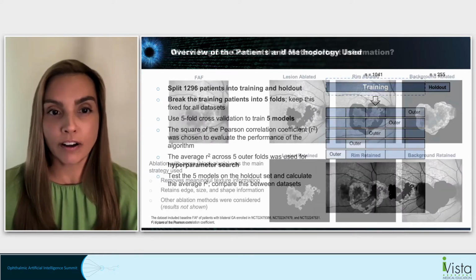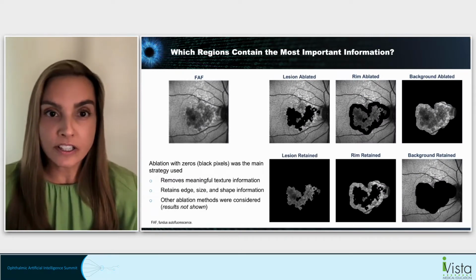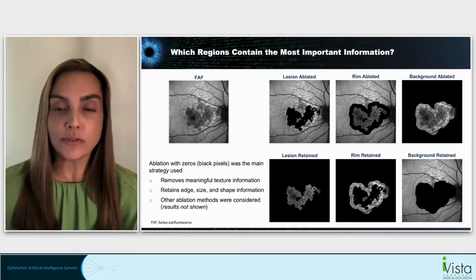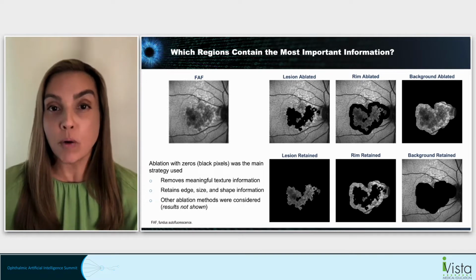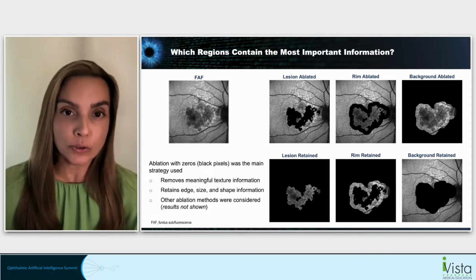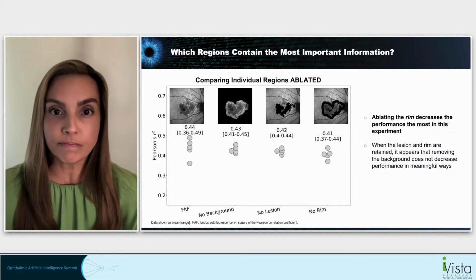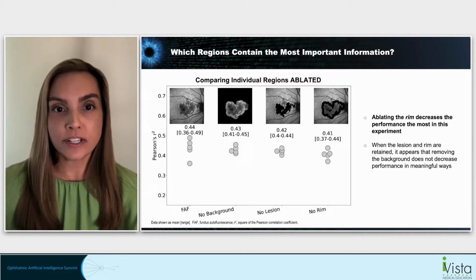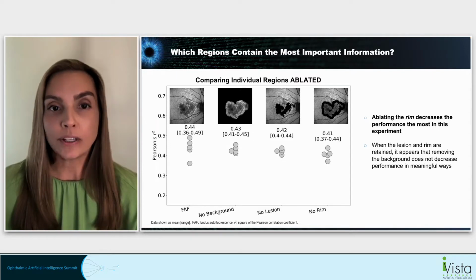And we used cross-validation to train 5 models. So the exercise I'm going to describe now, we either kept the regions of interest or we ablated the regions of interest. And we compared how the model performance was impacted in comparison to the model trained in the totality of the images. So in the first exercise, using the 3 regions of interest, we ablated either the GA lesion, the rim, or the background.